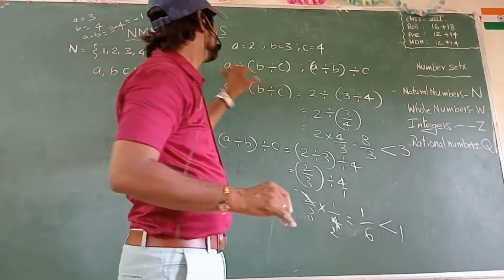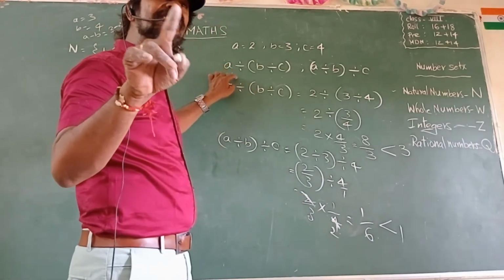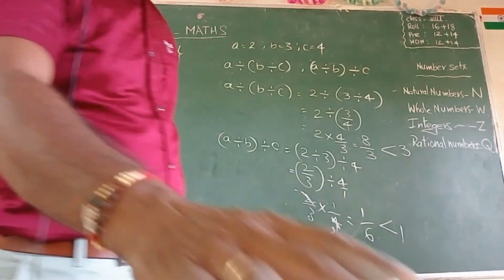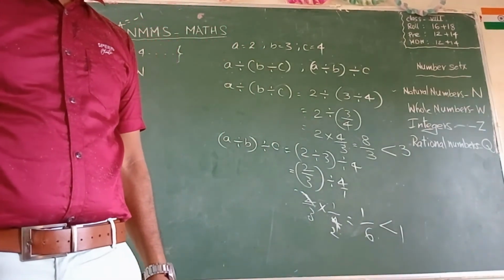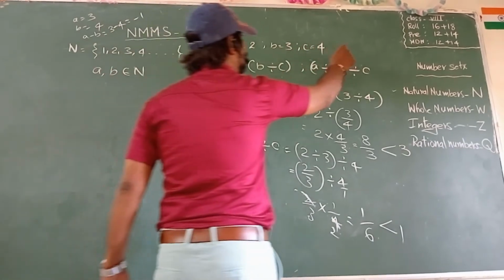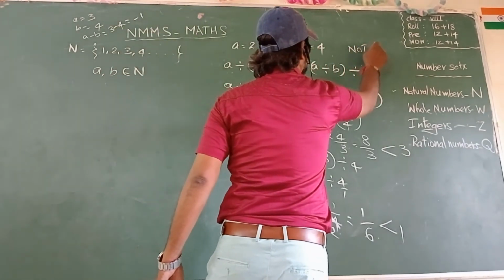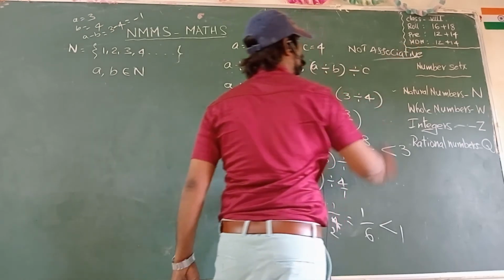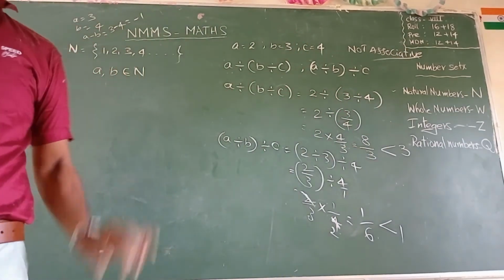So that's why division is not associative. Okay, division is not associative. Not associative.